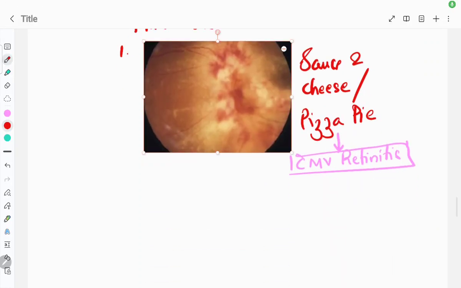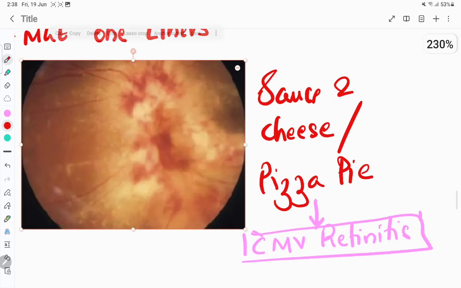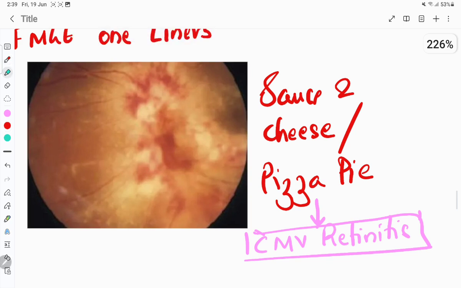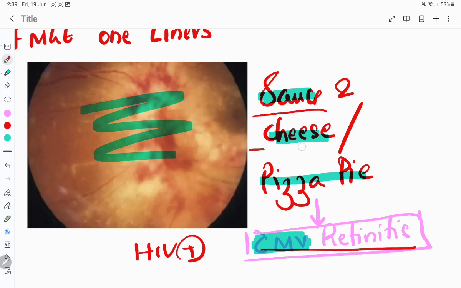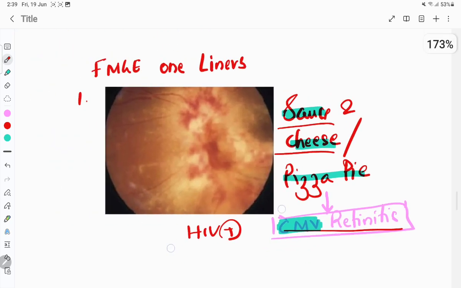Now we are starting with FMGE one-liners, PYQs, right? So what do you see here? Yes, this looks like sauce and cheese, or pizza pie. So this is your sauce and cheese retinopathy, pizza pie retinopathy, which is seen in which condition? Cytomegalovirus retinitis. Usually in HIV patients, we see this cytomegalovirus retinitis, which gives sauce and cheese or pizza pie retinopathy. Very important.